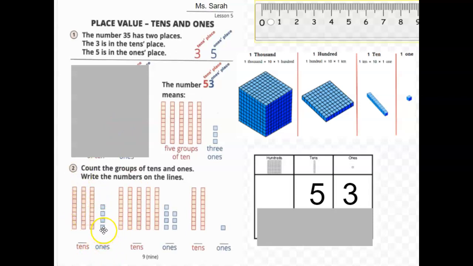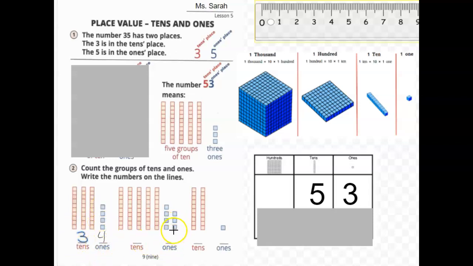All right, so let's count our ones first. How many blue do we have? 1, 2, 3, 4. Okay, we have 4 blue, which means we have 4 ones. And how many 10 rods do we have? 1, 2, 3. We have 3. So this number altogether is 34. So 3 10s, 4 ones makes 34.